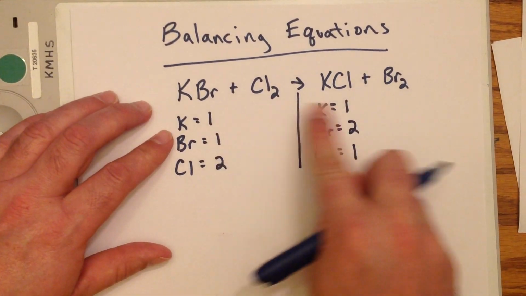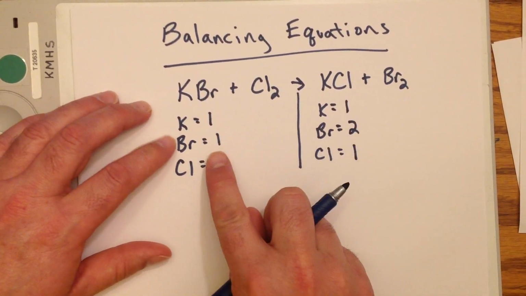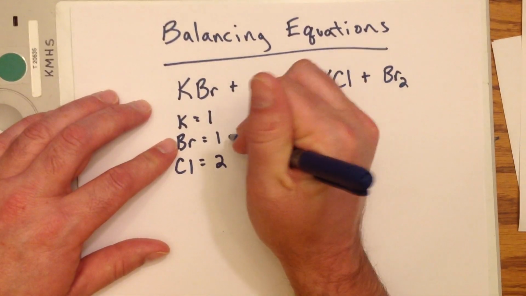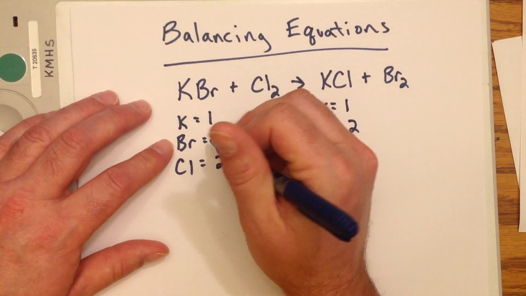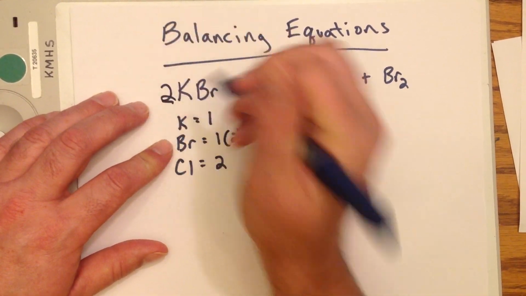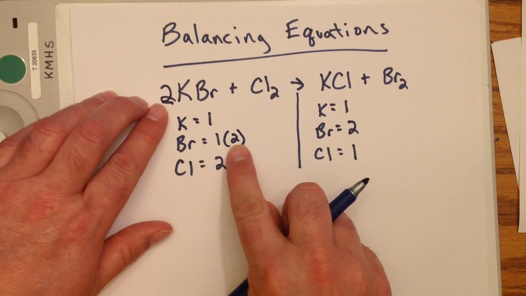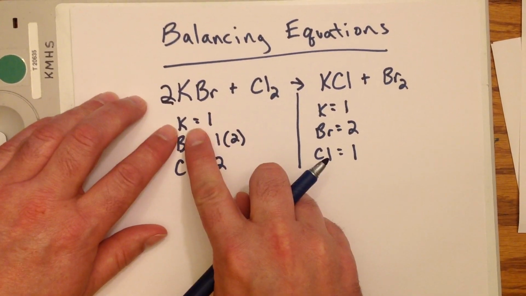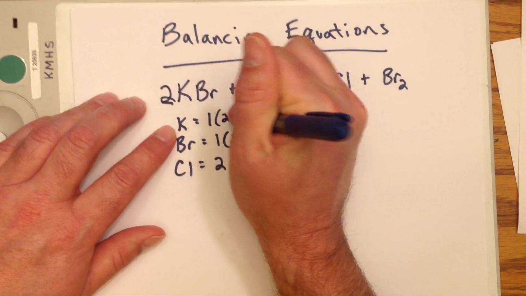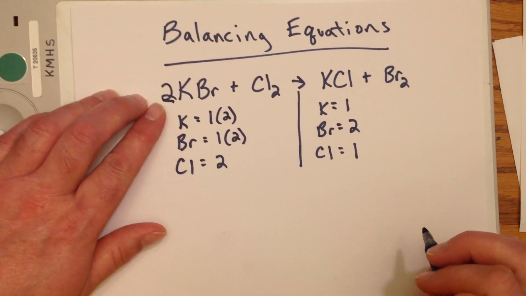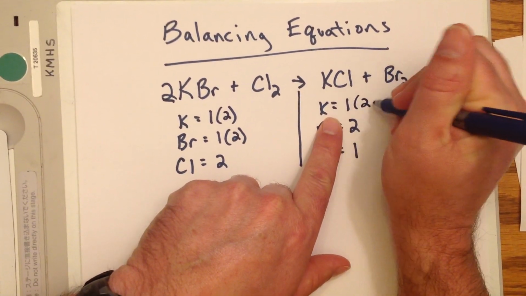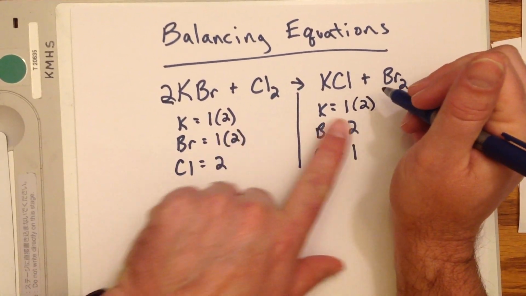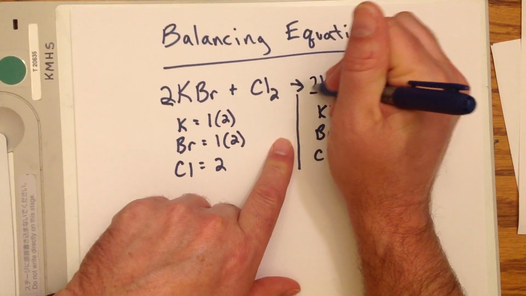Are they equal? The K's are equal. The Brs are not. To balance it, I must put a 2 here. So I'm going to multiply the whole thing. We only can use coefficients. When I put that 2 up here, I just messed up my potassiums, and I have to put a 2 there. So that's going to have an effect on this side. So I got to come over here and put a 2 to make them both 2.